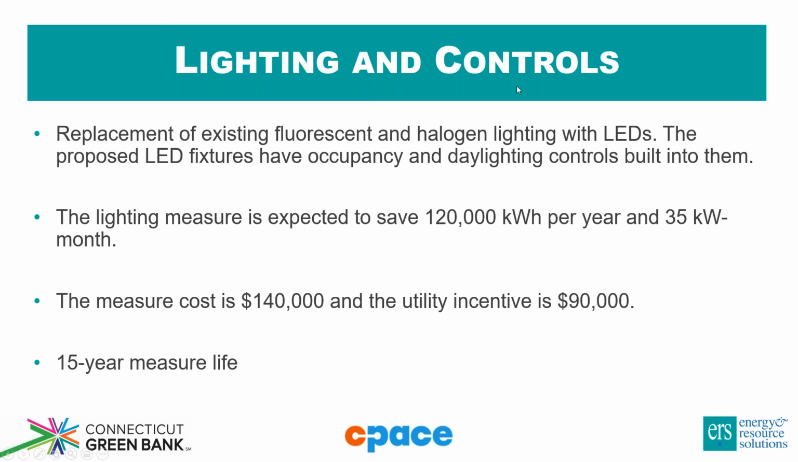So first, lighting and controls. We have the replacement of existing fluorescent and halogen lighting with LED fixtures. The proposed LED fixtures will have occupancy and daylighting controls built into them. The lighting measure is expected to save about 120,000 kilowatt hours per year and 35 kW per month. The measure cost is about $140,000, and the utility incentive is about $90,000, so a net cost of $50,000 and a 15-year measure life.